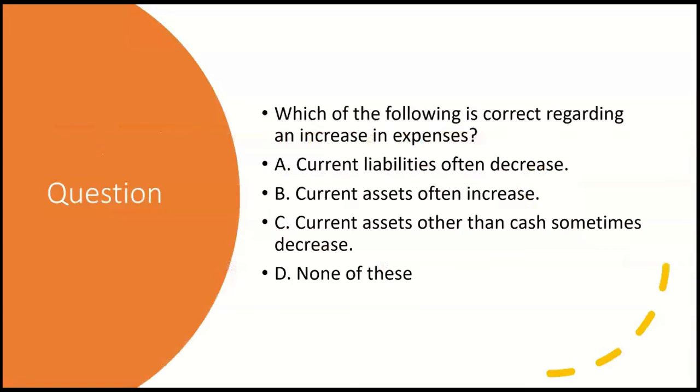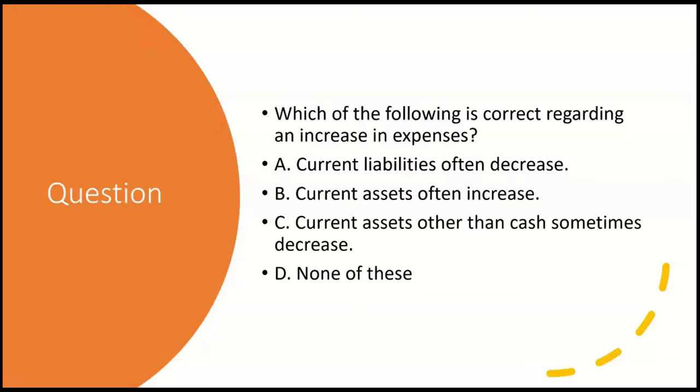All right, which of the following is correct regarding an increase in expenses? A says current liabilities often decrease. Well, if an expense increases, that wouldn't result in a decrease in current liabilities, but it could result in an increase in current liabilities, especially at year end where you've incurred an expense but haven't paid for it yet. Then the entry would be debit to an expense and credit or increase to the current liability, like wages payable.